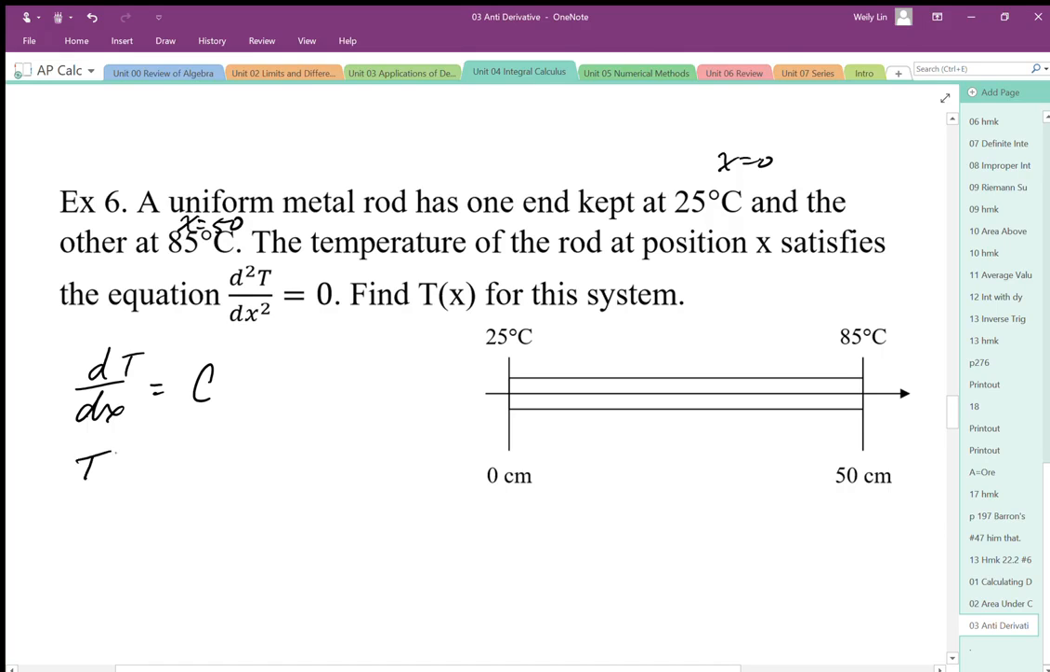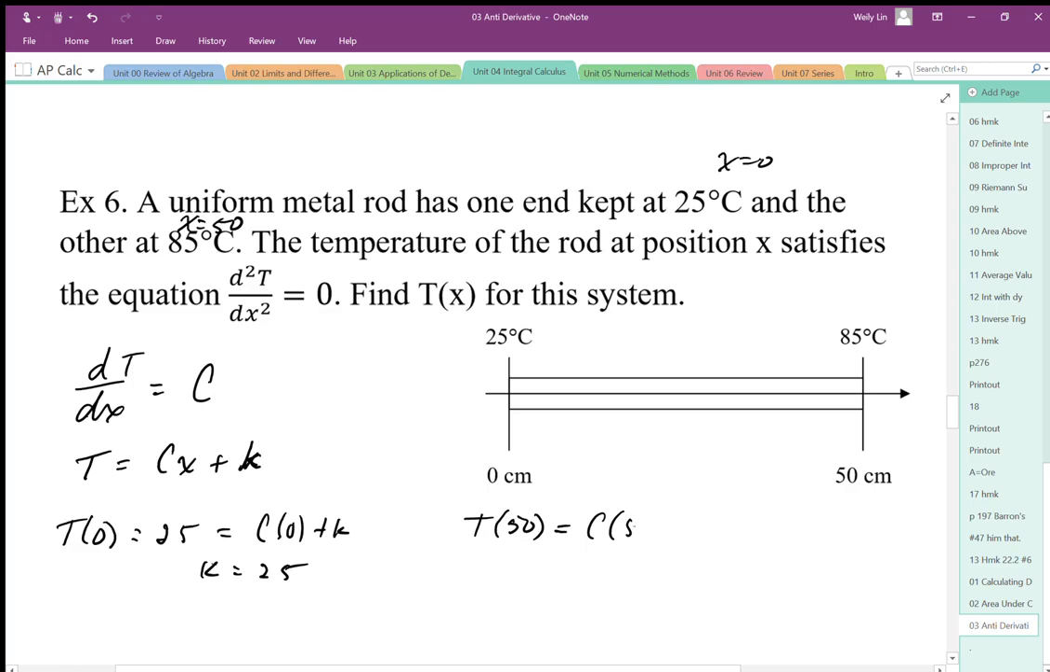So I'm going to, again, anti-differentiate this and say that that's going to be cx plus k, another constant. And I have two variables to solve for, and I can just use my 2 points. At x is 0, the temperature is 25, and that's equal to c times 0 plus k. The k value then is 25 degrees. Okay, and I can solve at T of 50, I know that it's c times 50 plus k, which, I already solved for 25, so that's going to be equal to 85 degrees Celsius.